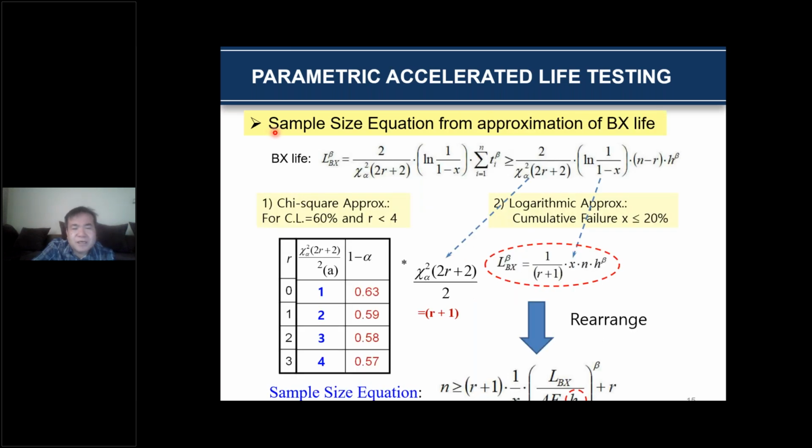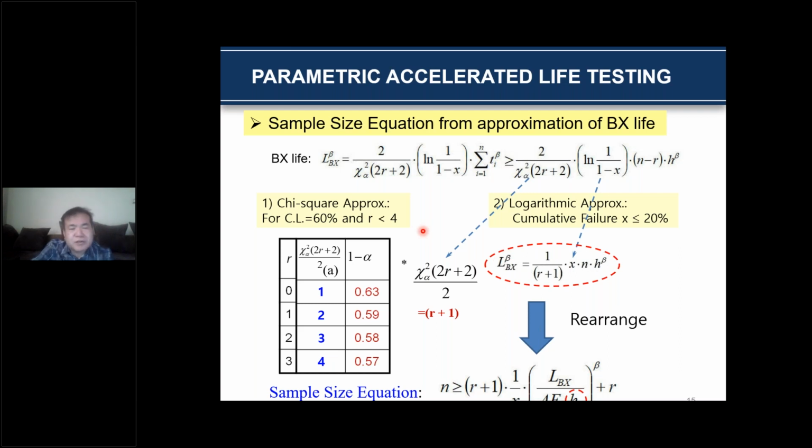To get the sample size equation from the BX life, there are two approximations. One is the chi-square approximation, another is the logarithmic approximation. When the confidence level is 60% and r is less than 4, the chi-square function approaches r plus 1, and the logarithmic function approaches x. If I rearrange, we can find the sample size equation.